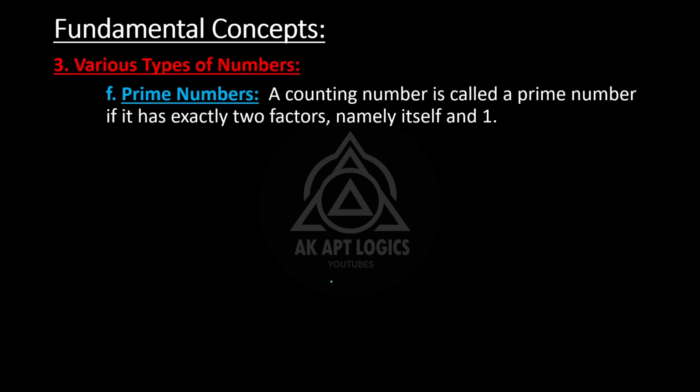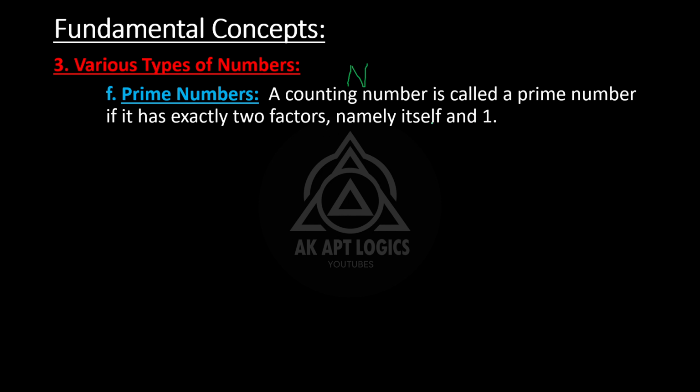Prime number. A counting number is called a prime number if it has exactly two factors. Counting number means natural number. You should write like this: a natural number is called a prime number if it has exactly two factors, namely one and itself.